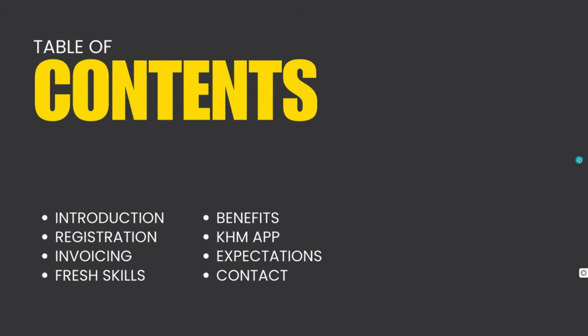All right, table of contents. The first slide deals with an introduction. Second slide, registration. Third slide, invoicing. Fourth slide, fresh skills. Fifth slide, benefits. Sixth slide, the KHM app. Seventh slide, expectations. And the eighth slide deals with contact information.